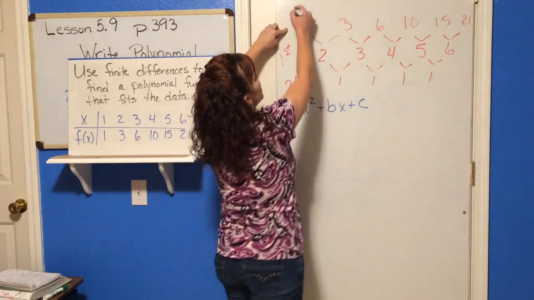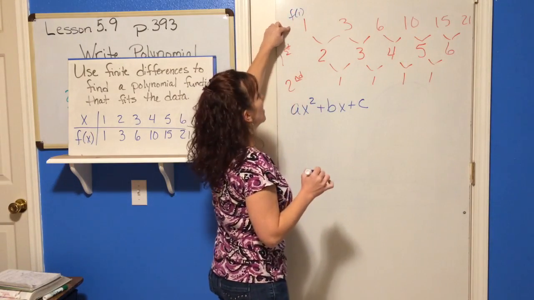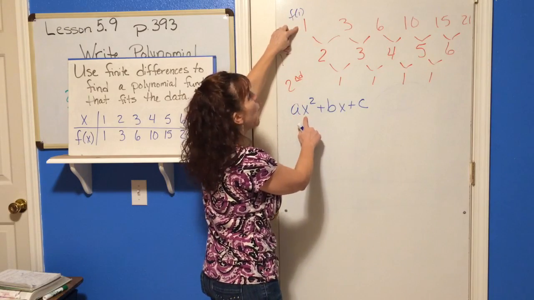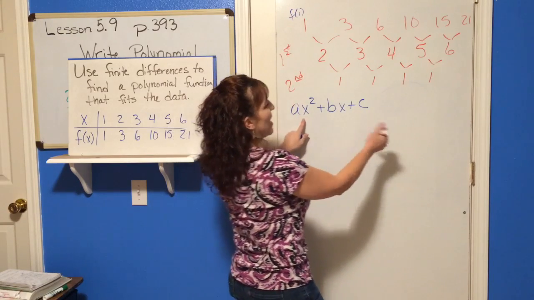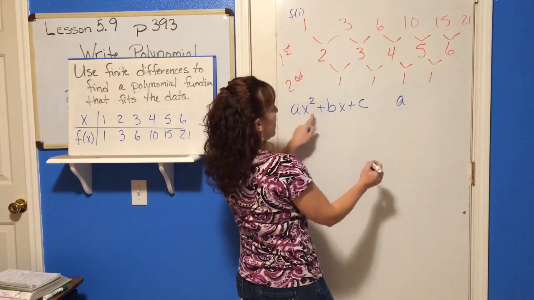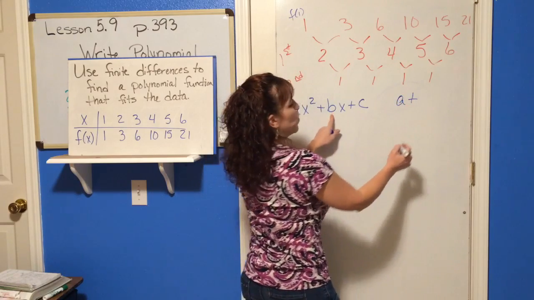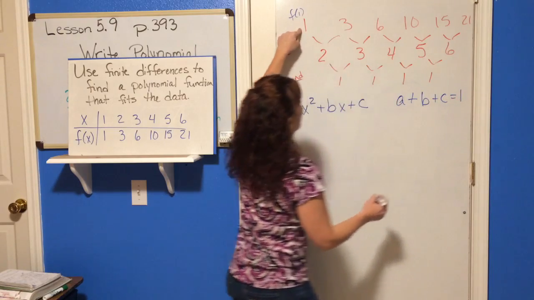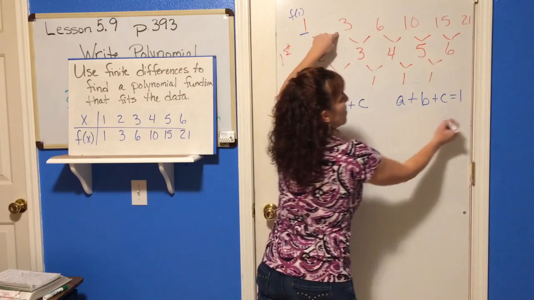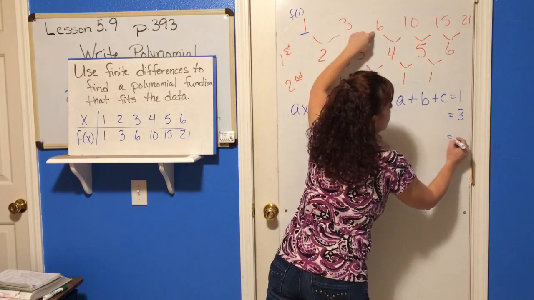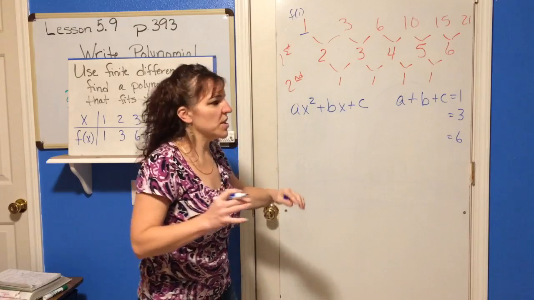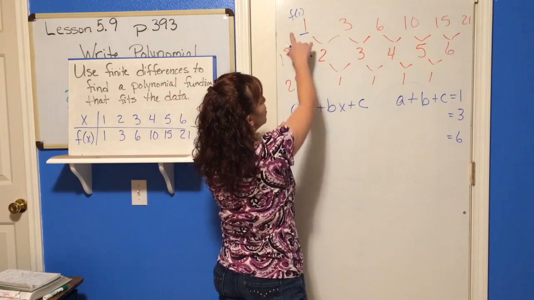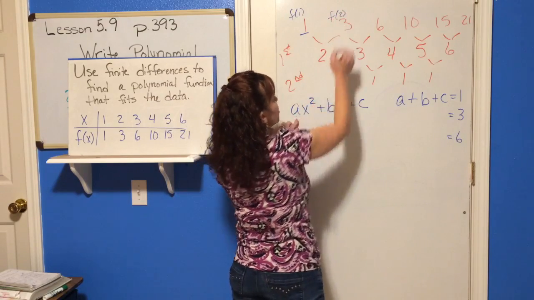So we're going to start off with the function at 1. If our x is 1, that means we've got a times 1 plus b times 1 plus c equals our answer. So we're going to have something equals 3, and we're going to have something equals 6. Okay, am I confusing you yet? Those are going to be our 3 equations. The first one is just when your function is 1. Here's when your function is 2.